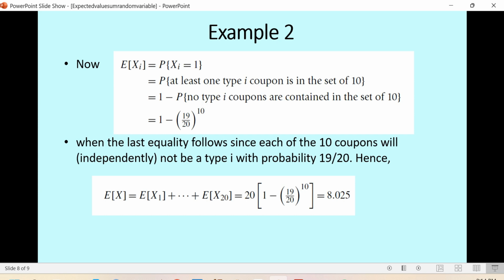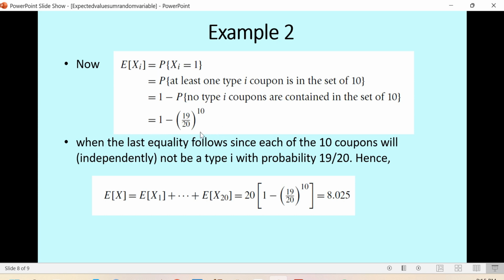Because each time we select one coupon, the probability that this coupon is selected is 1 of 20, right? So the probability of it not being selected is 19 of 20. We do this 10 times. So selecting 10 times, and this coupon not being selected each time is 19 of 20 to the power of 10. So this is the probability that this coupon is not selected, or the probability that this variable is 0.